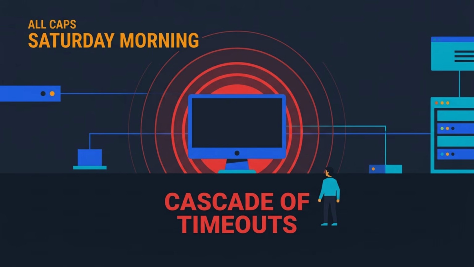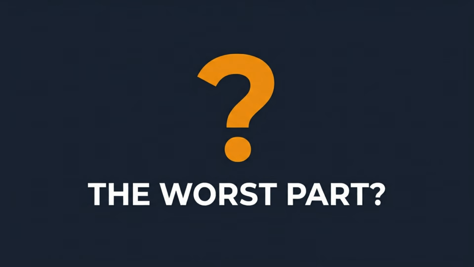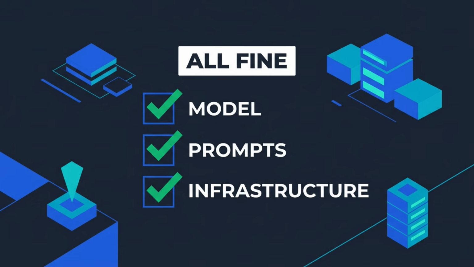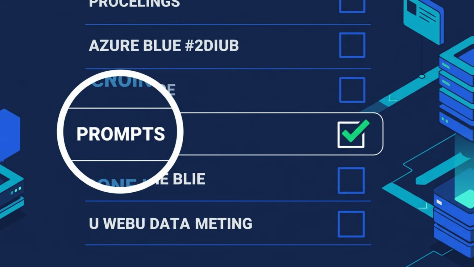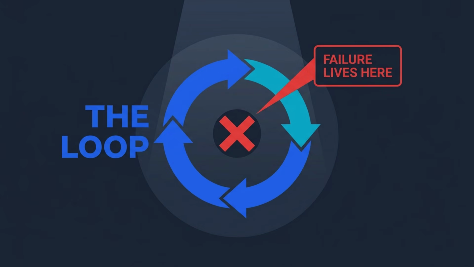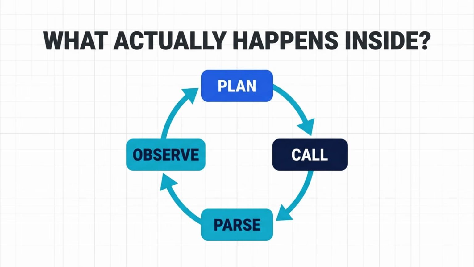By Saturday morning, your on-call engineer was staring at a cascade of timeouts. And the worst part? The model itself was fine. Your prompts were fine. Your infrastructure was fine. The failure lived somewhere most engineers never think to look. Inside the loop. So what actually happens inside an LLM orchestration loop?